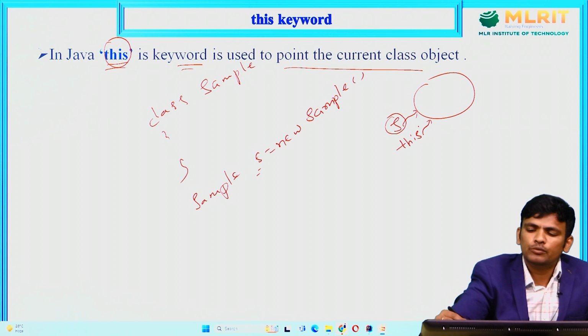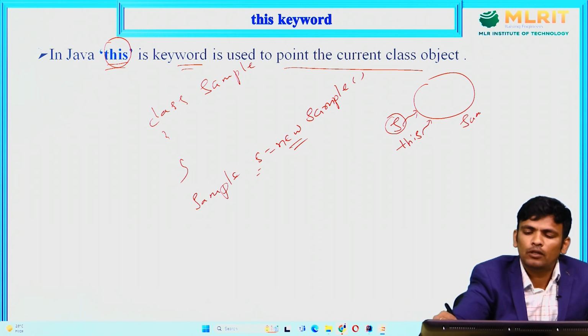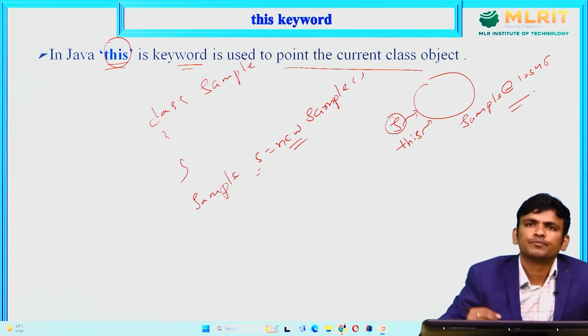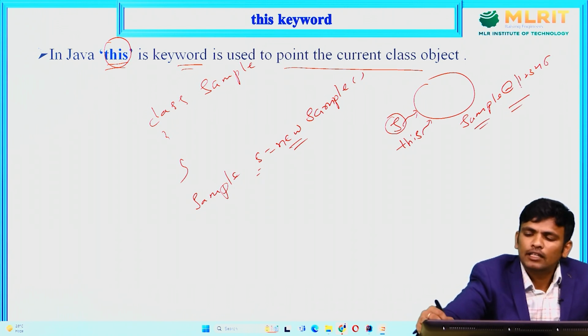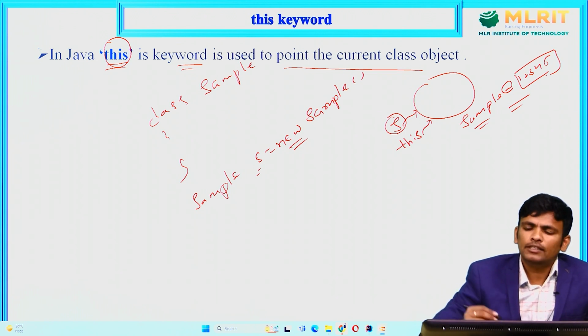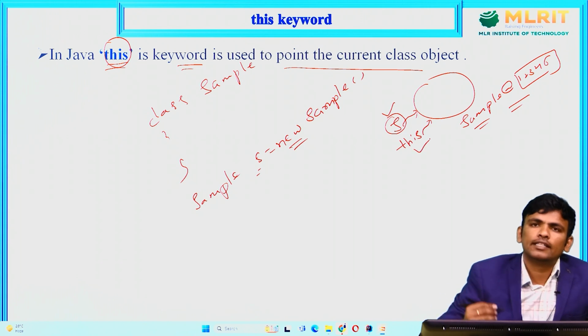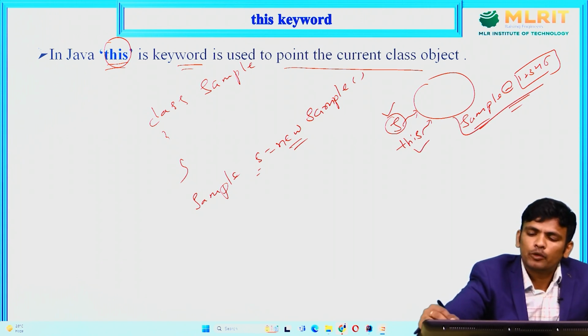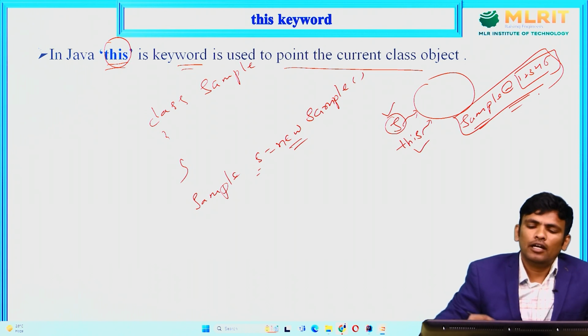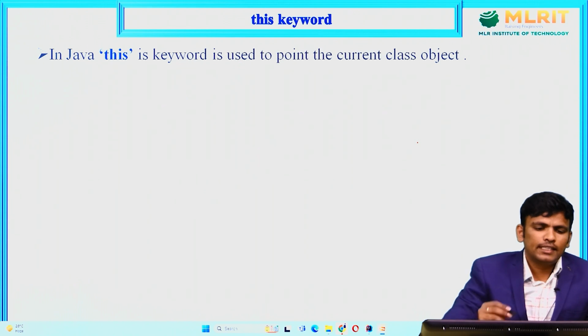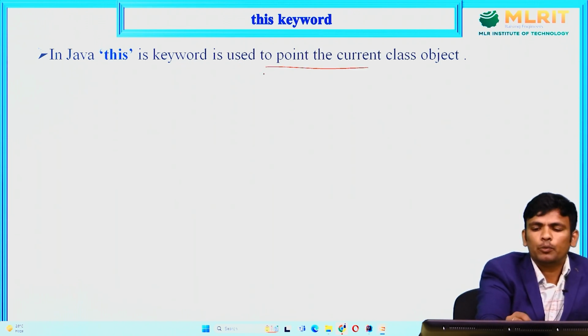Assume this object is located here, like Sample@1234, assume this is the location. This is the class name and this is the hash code, which means the location of your object. So if you are printing S and if you are printing this, it will print the same information. That means S and this are pointing to the same object. So what does the this keyword mean? This is a keyword which is used to point to the current class object.